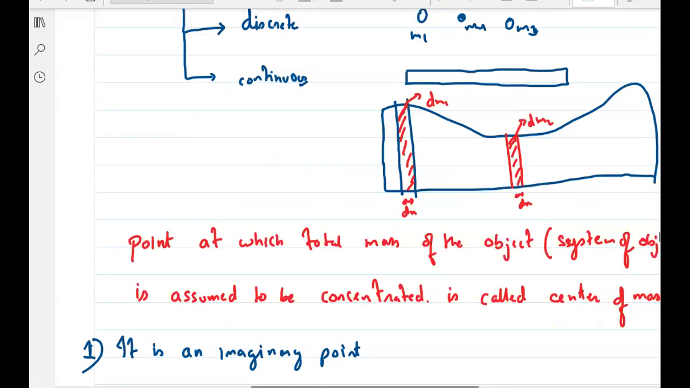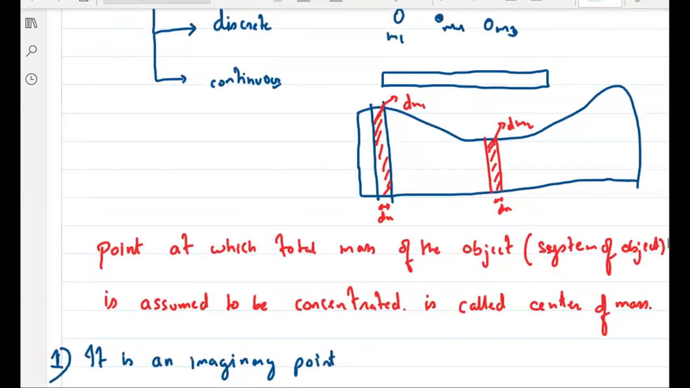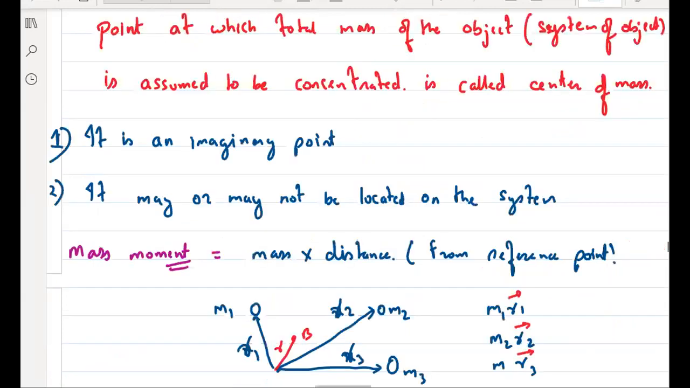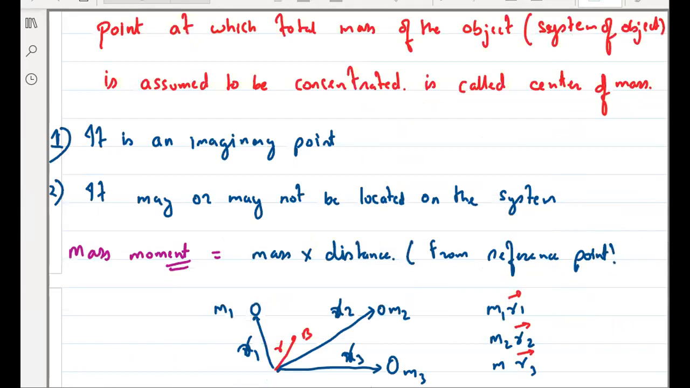So in order to find the center of mass, we have to find what? I hope all of you remember mass moment. Yes or no? What is mass moment? It is the mass of an object that we are taking into consideration, and the distance of that mass from the reference point. Yes, very good.